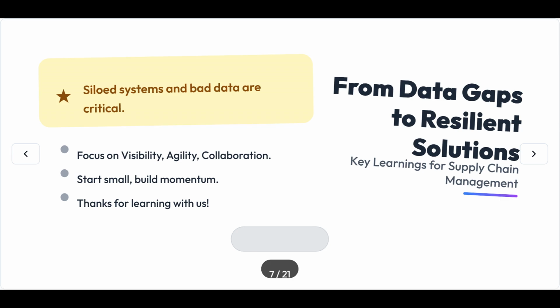Let's recap the main points we've covered in this lesson. We learned that siloed systems and poor data quality are critical issues that magnify all other supply chain challenges. We then explored the goal of building a resilient supply chain, one that can bend without breaking. Finally, we introduced the three pillars of resilience: increasing visibility, improving agility, and strengthening collaboration.